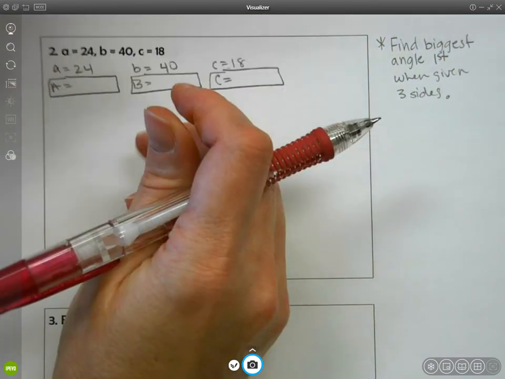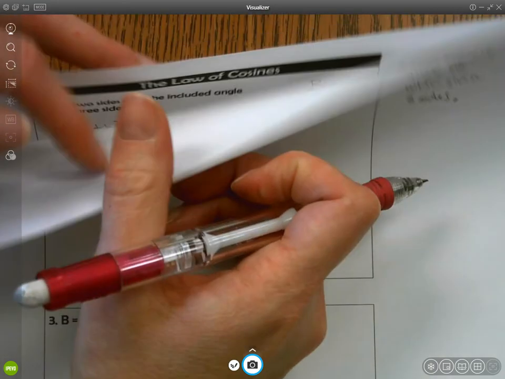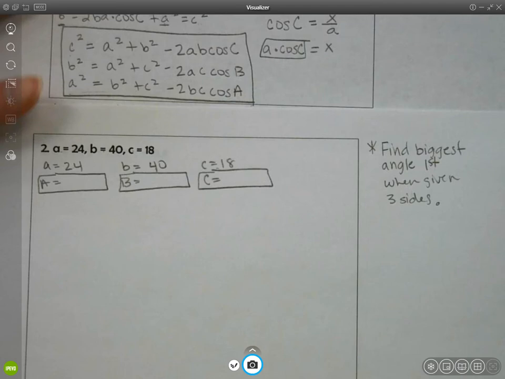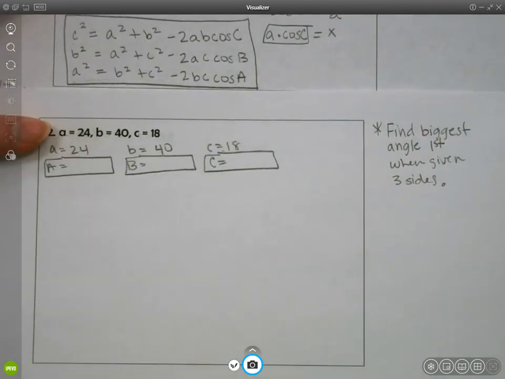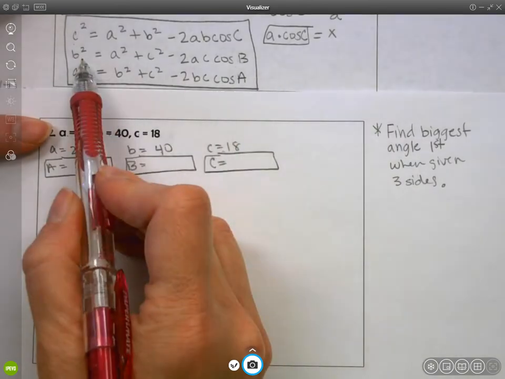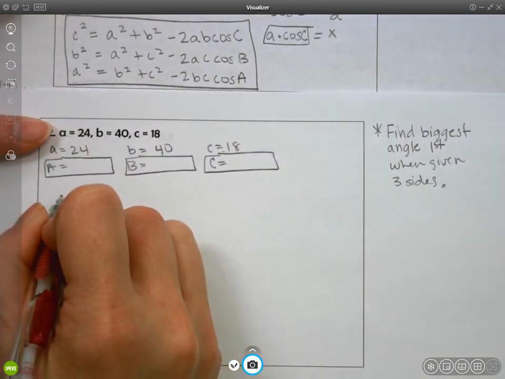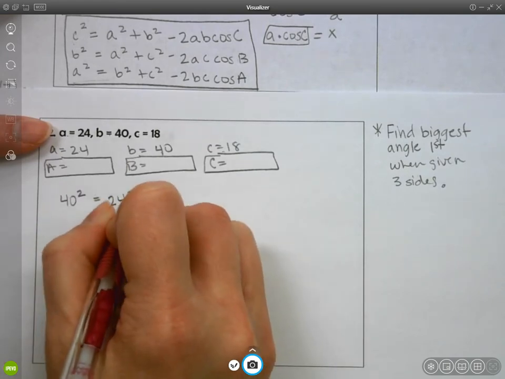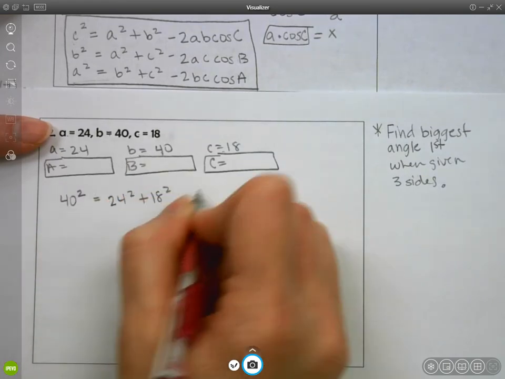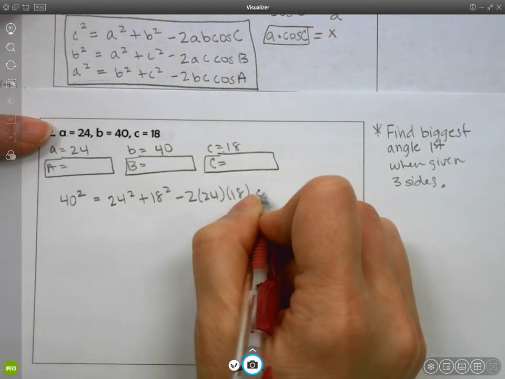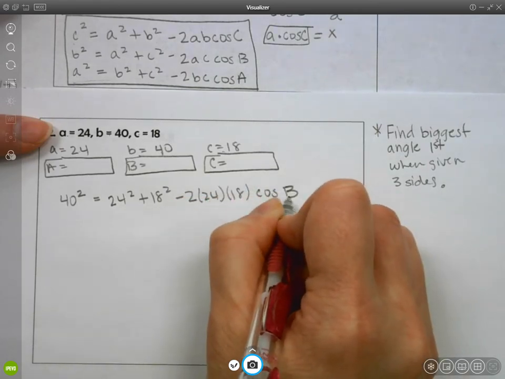So if you look back at our formulas that we just wrote down, let's see if I can make them show again. We have these 3 formulas for the law of cosines. All right, if I want angle B, then I'm using this version. Okay, so that means I'm going to say side B squared is equal to the other 2 sides squared and added, minus 2 times both side lengths times cosine of angle B.